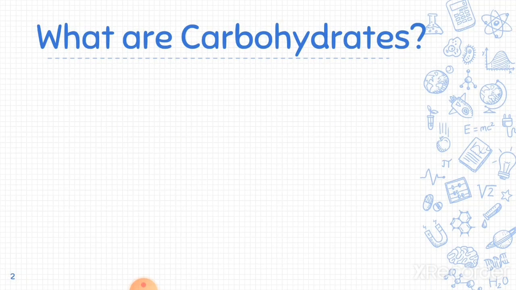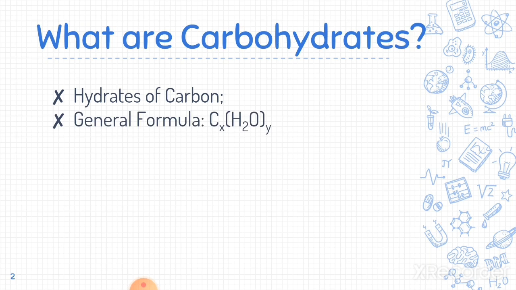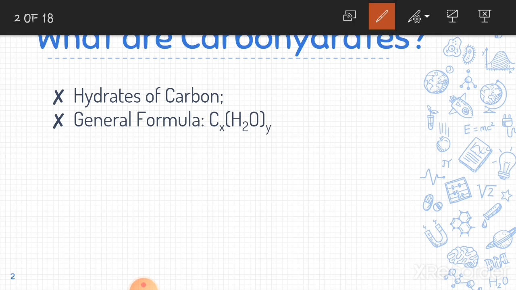What are carbohydrates? As defined simply, we can define them as the hydrates of carbon, and the general formula for the carbohydrates is CxH2Oy. This general formula shows that in carbohydrates the ratio of hydrogen and oxygen will always be 2:1. For example, the formula for glucose is C6H12O6.